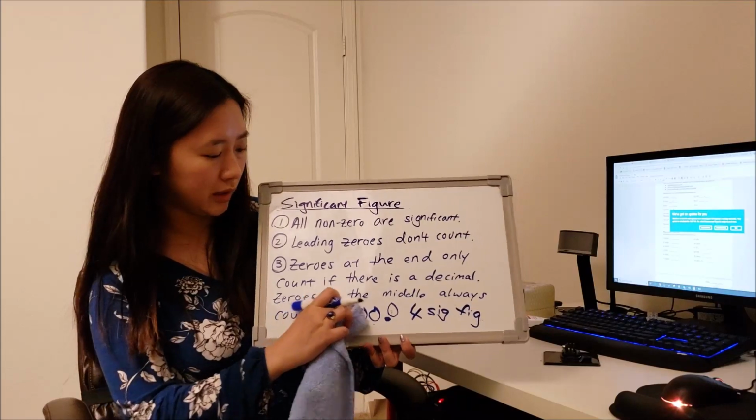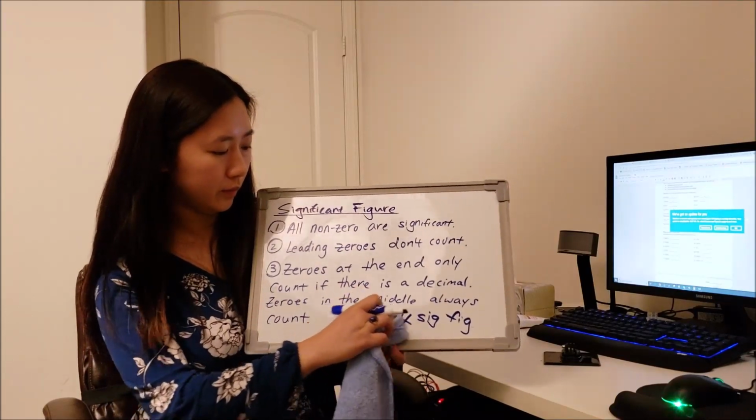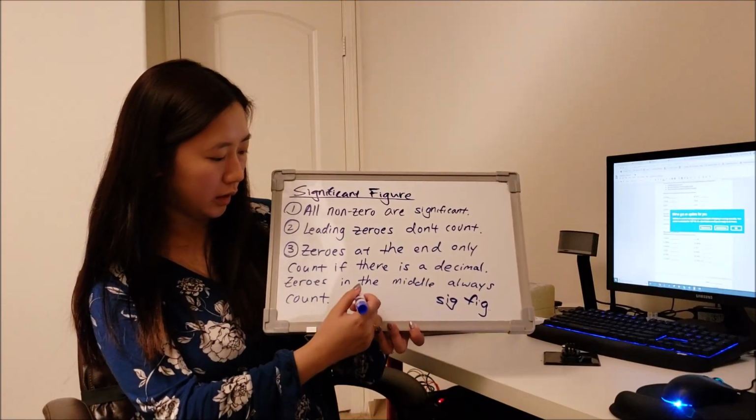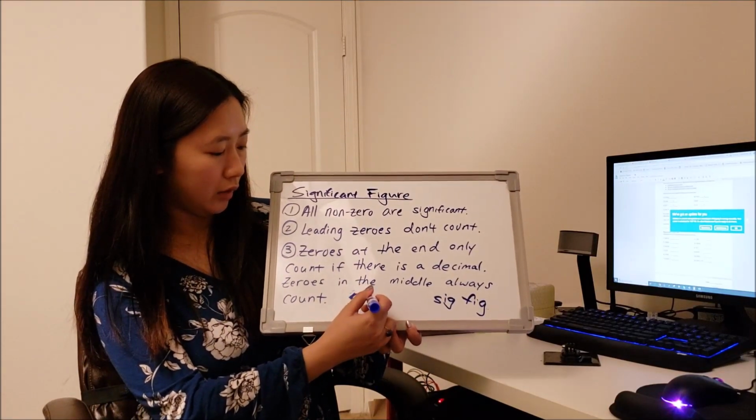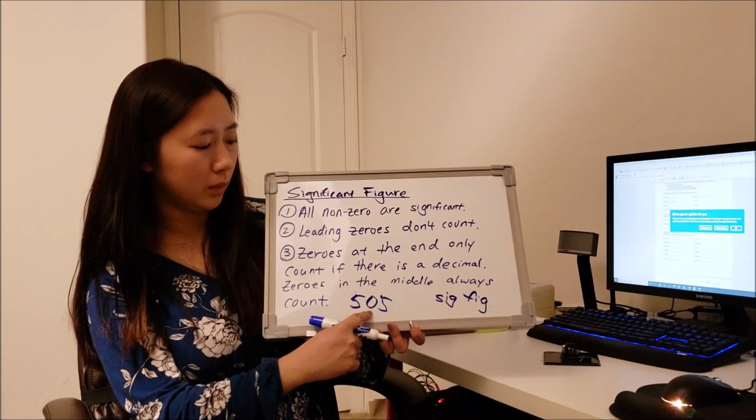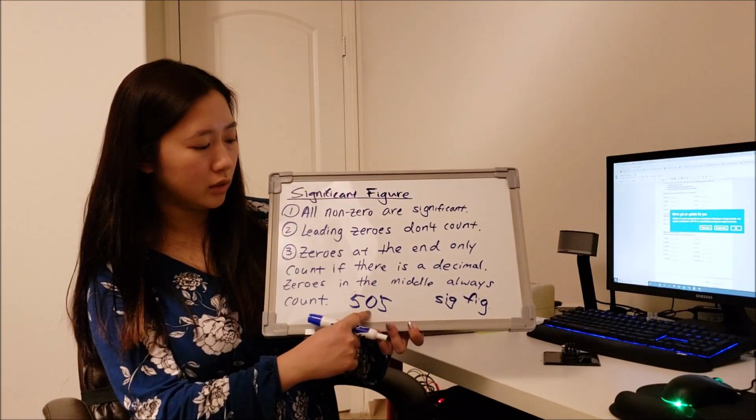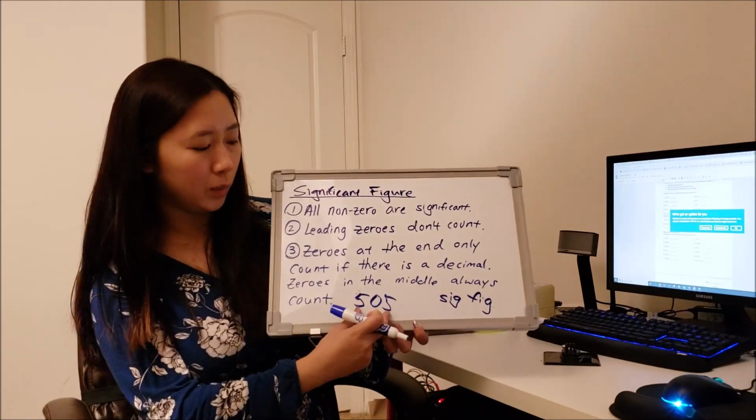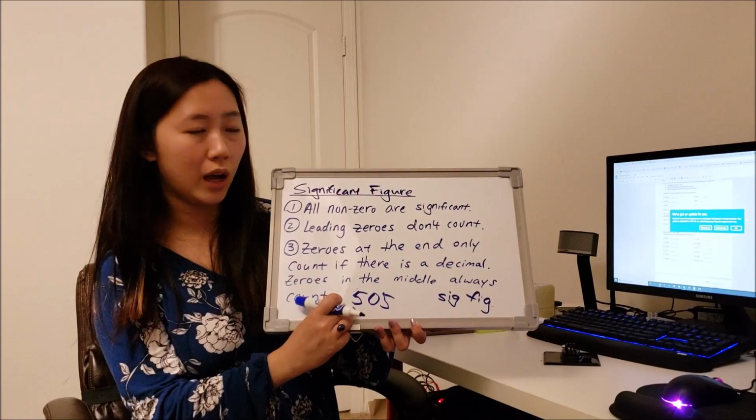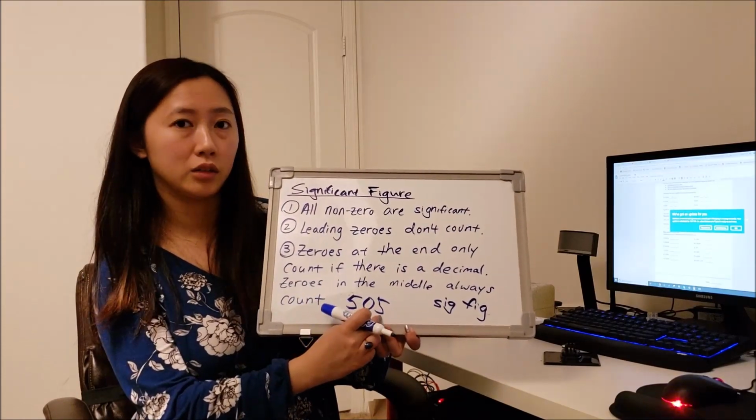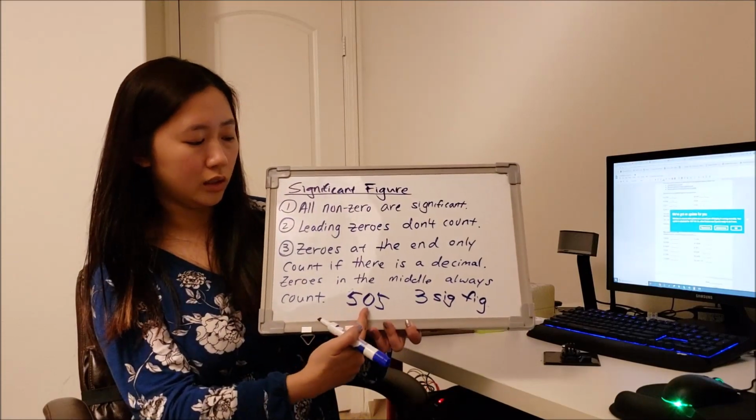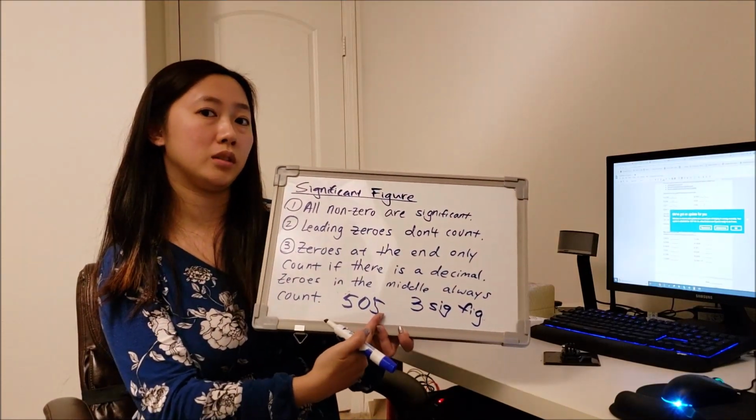And just to throw another example out there, if I have a number like 505, the 0 that is in the middle will count if it's in between 2 non-zero numbers. So in this case, since 5 is a non-zero and the other 5 is also a non-zero, there will be 3 sig figs because the 0 is in between these 2 numbers.